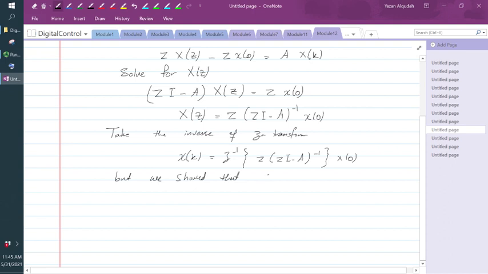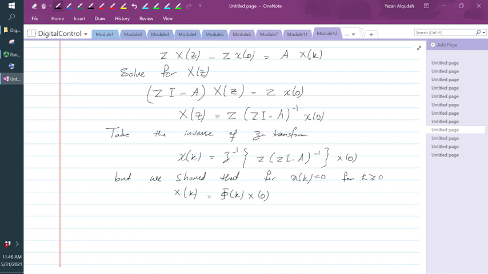We showed that for u of k equal to 0, for k greater than or equal to 0, x of k was equal to phi of k multiplied by x of 0. So from here we can immediately see that phi of k must equal the inverse Z transform of z multiplied by zI minus A inverse.